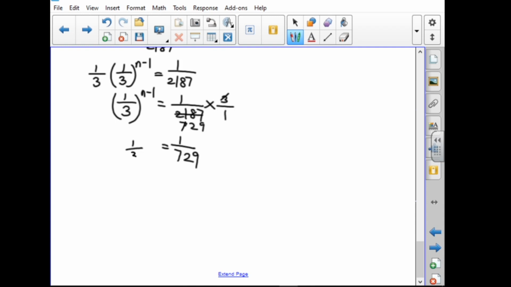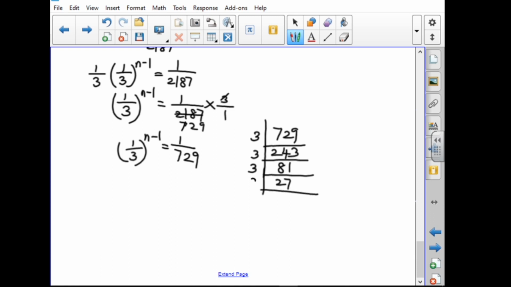This is 1 by 3 whole power n minus 1. We have to write this 729 as a power of 3. So divide 729 by the 3 table. 243. Again the 3 table, 81. Again the 3 table, 27. Again the 3 table, 9, 3. The answer will be 3. So this can be written as 3 power 6, counting 1, 2, 3, 4, 5, 6.